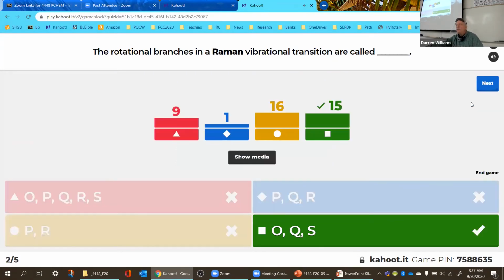All right, kind of a spread there. Because it's delta J minus 2 and plus 2 and 0, you have O, Q, and S. And the IR is P, Q, and R. So they already established P, Q, and R for the IR. And so then when they did the Raman, they just added O and S.